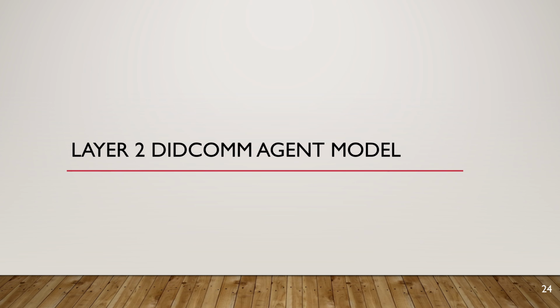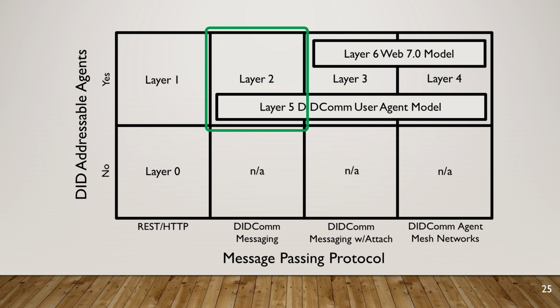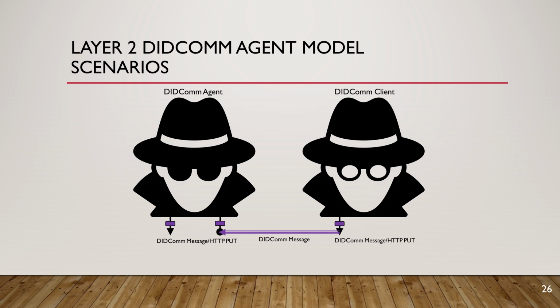Okay, layer 2 builds on layer 0 and layer 1 to support DIDComm messaging. And we see that illustrated here. So as we move from layer 1, right one step, one baby step from layer 1 to layer 2, all we're doing is taking that REST over HTTP model and DID addressability from layer 0 and layer 1 and adding messaging. So we see that illustrated here in its most simple form.